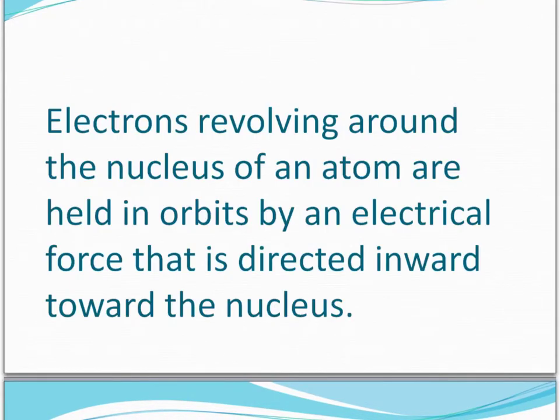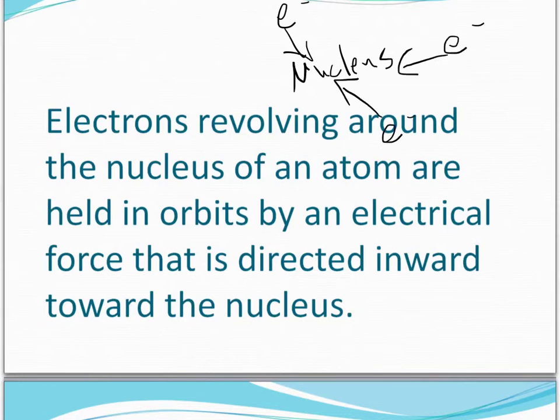Electrons revolving around the nucleus of an atom are held in orbits by an electrical force that is directed inward towards the nucleus. So if you think about it, you have the nucleus and you have the electrons out here. The electrons are being pulled in by these electrical forces, so they're accelerating towards the center.